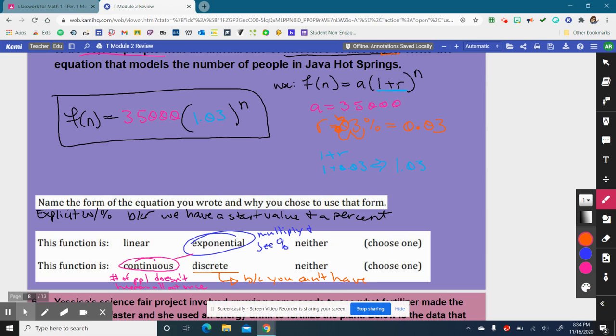You can't have part of a person. So either one... I don't think you'll have one like this on your test. That would just be wrong. But either of these I would consider correct.